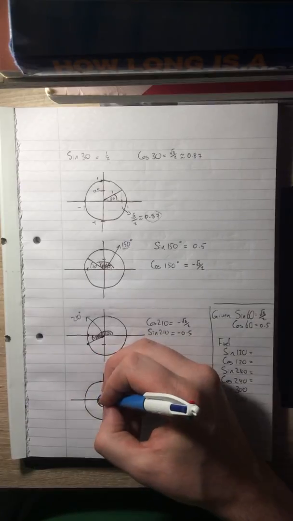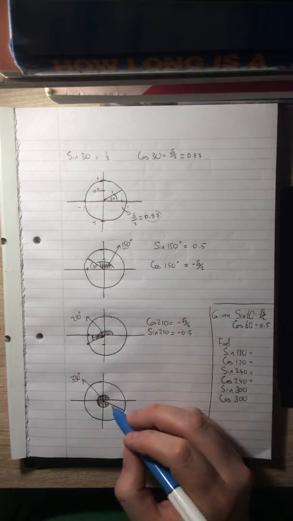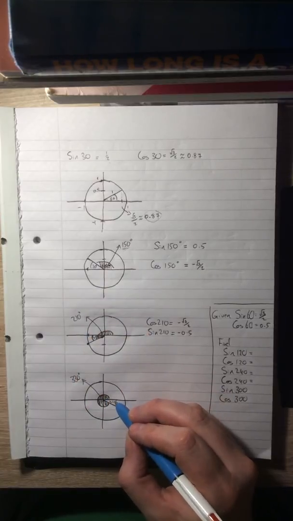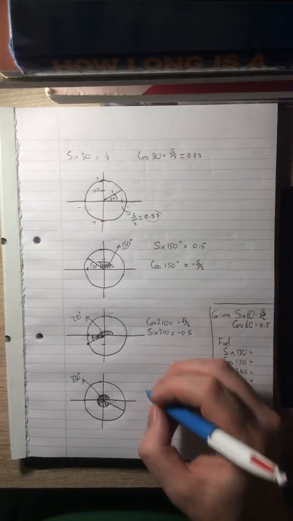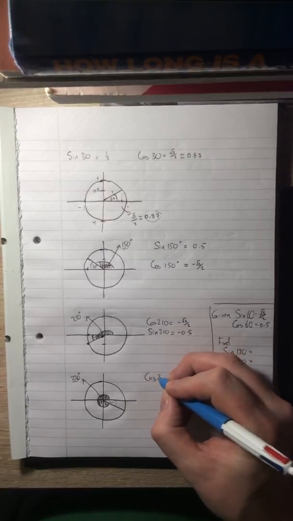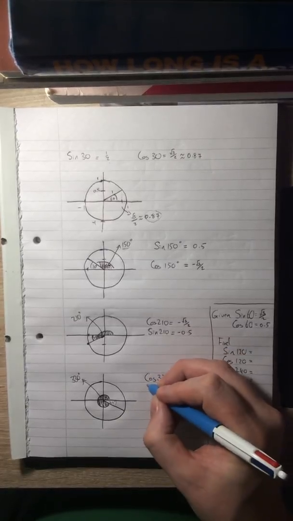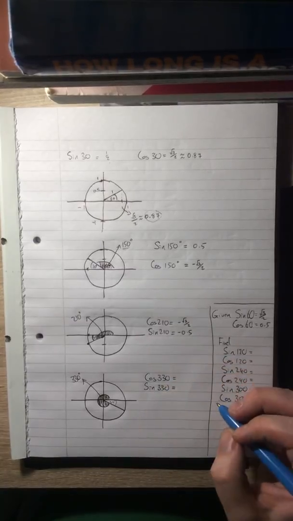The last angle I want to look at here is 330 degrees. Again, 330 will have a reference angle of 30, so it's symmetric with our original diagram. So maybe see if you can write down cos 330 and sine of 330 there. Maybe pause the video until you get it.